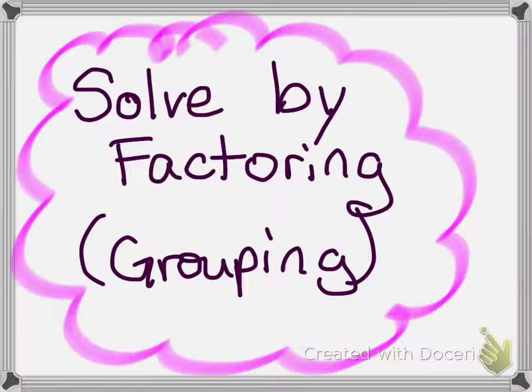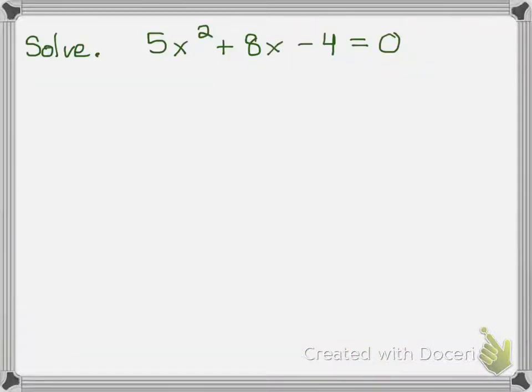Hello, everybody. In this video, I'm going to show you how to solve by factoring using the grouping method. Looking at this first example, it says 5x squared plus 8x minus 4.